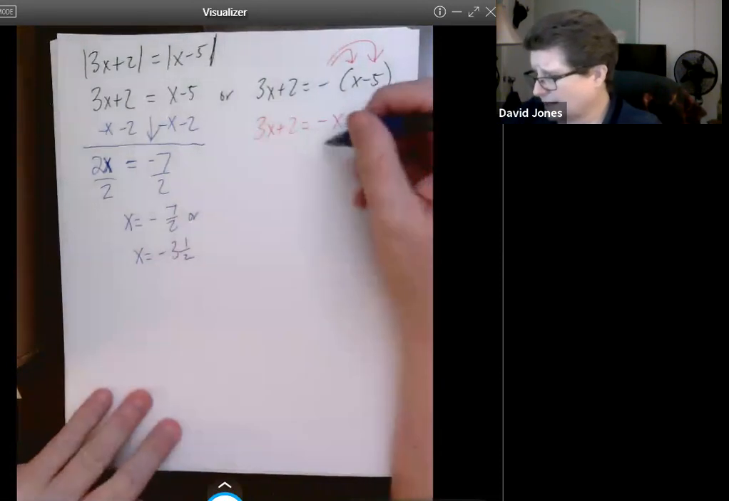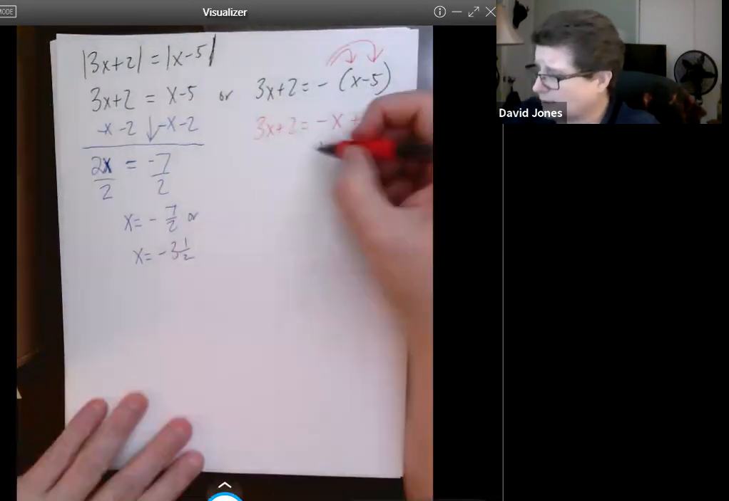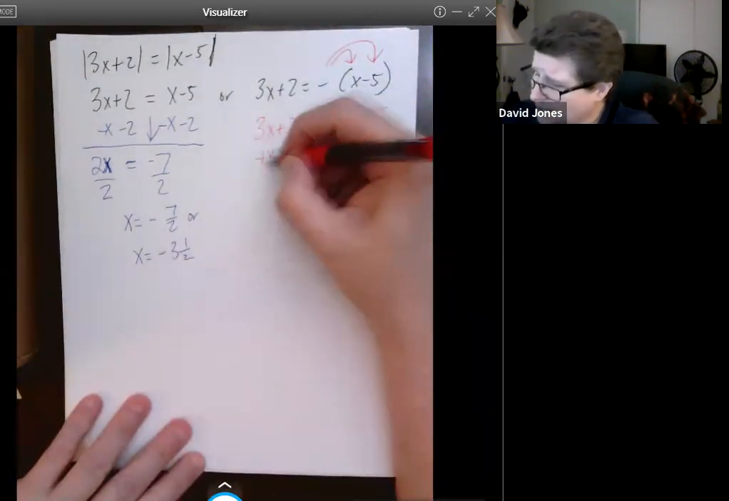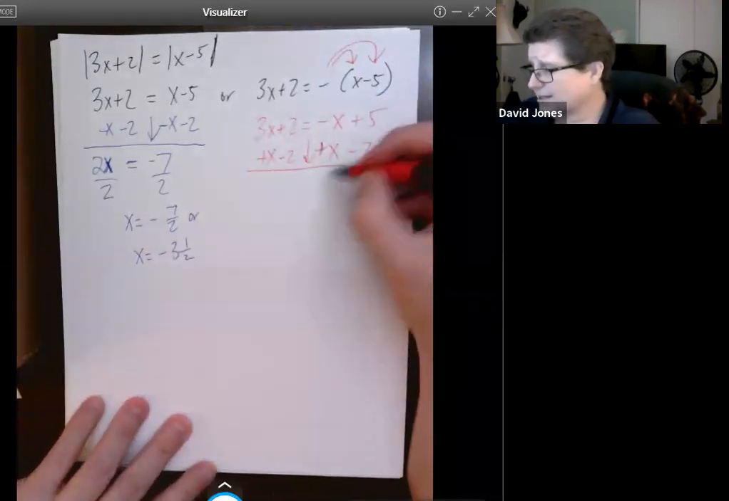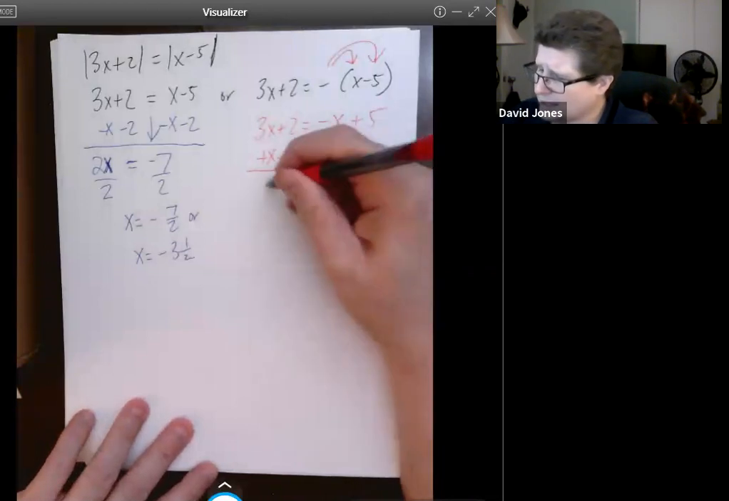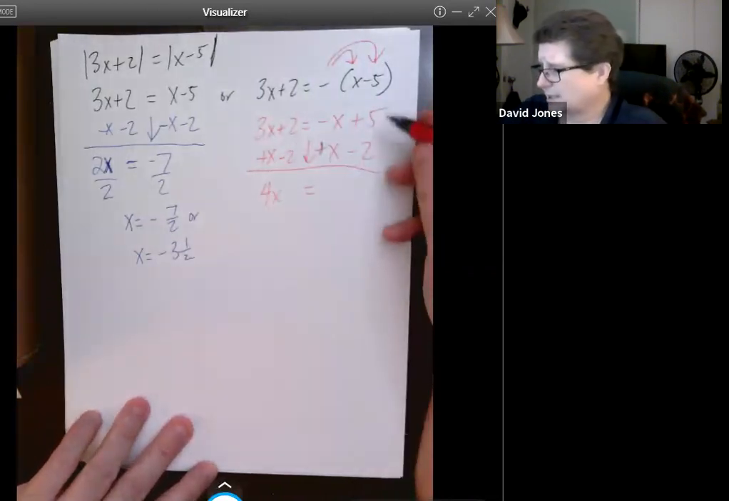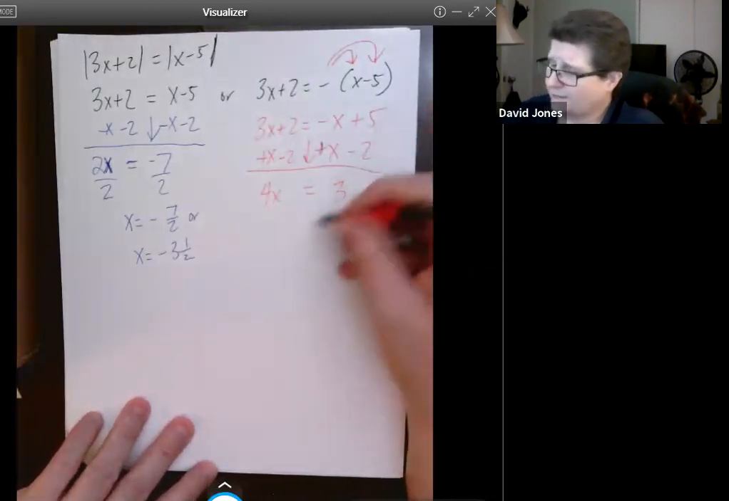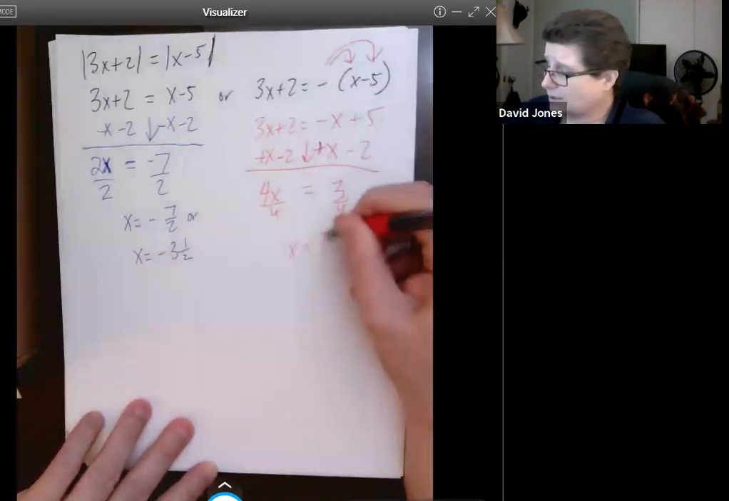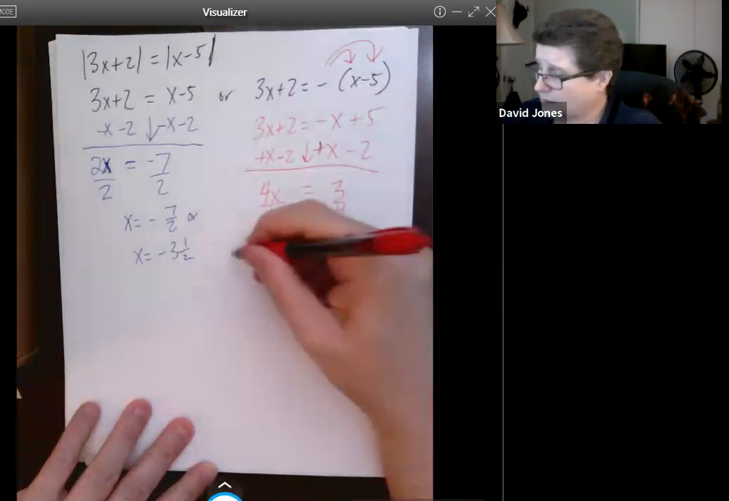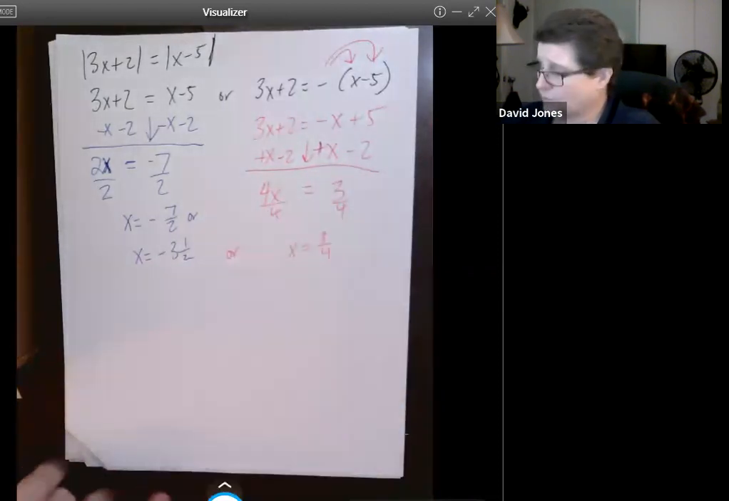Over here, add x to both sides to get the x's together, and I'll subtract 2 from both sides to get all my constants together. 3x plus x is 4x, and 5 minus 2 is 3. If I divide by 4, I get x equals 3/4. Those are my two answers.